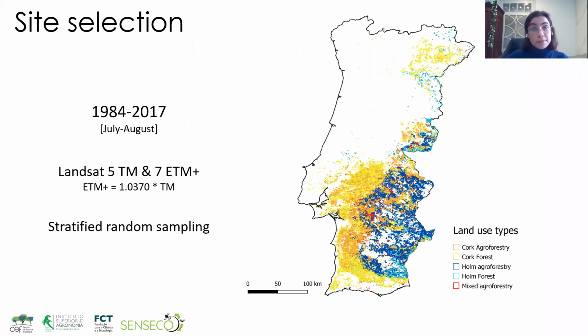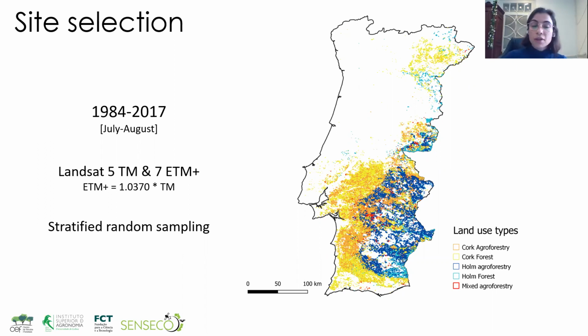And so to do that, we're going to use 5 different land use types. We have agroforestry with cork oak, holm oak, as well as a mixture of the two. And then we have the cork and the holm forests, which have a lower intensity of land use. This is interesting because this can allow us to look at differences between species as well as differences between management types. We'll be using the average July and August values from 1984 to 2017.